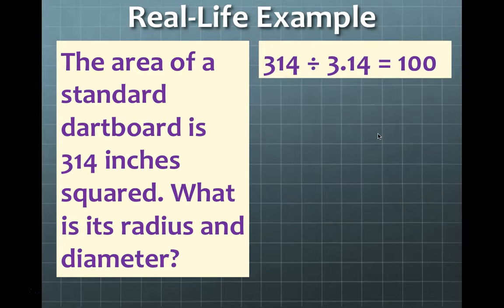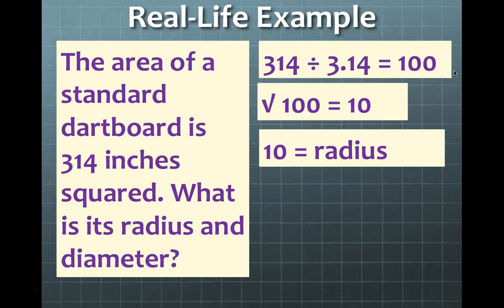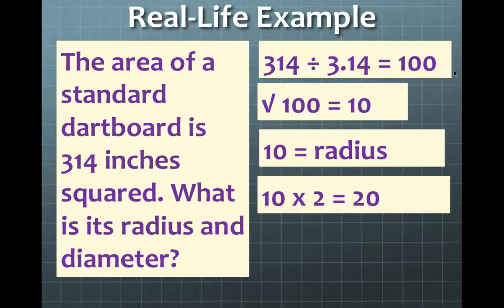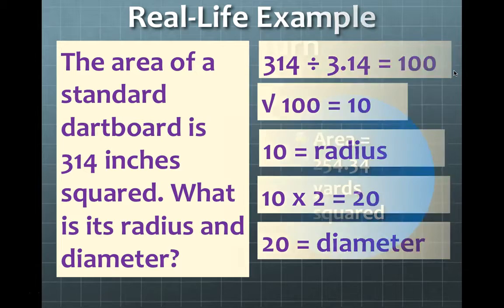So once again, you start by taking the given area, which in this case is 314 inches squared, and you divide it by pi, which is 3.14. Comes out pretty even. 314 divided by pi is 100. Now I need to get the square root of 100. The square root of 100 is 10, because 10 times 10 is 100. So 10 is the radius. And of course, to make it into a diameter, I multiply it by 2. And 10 times 2 is 20, which makes 20 the diameter.